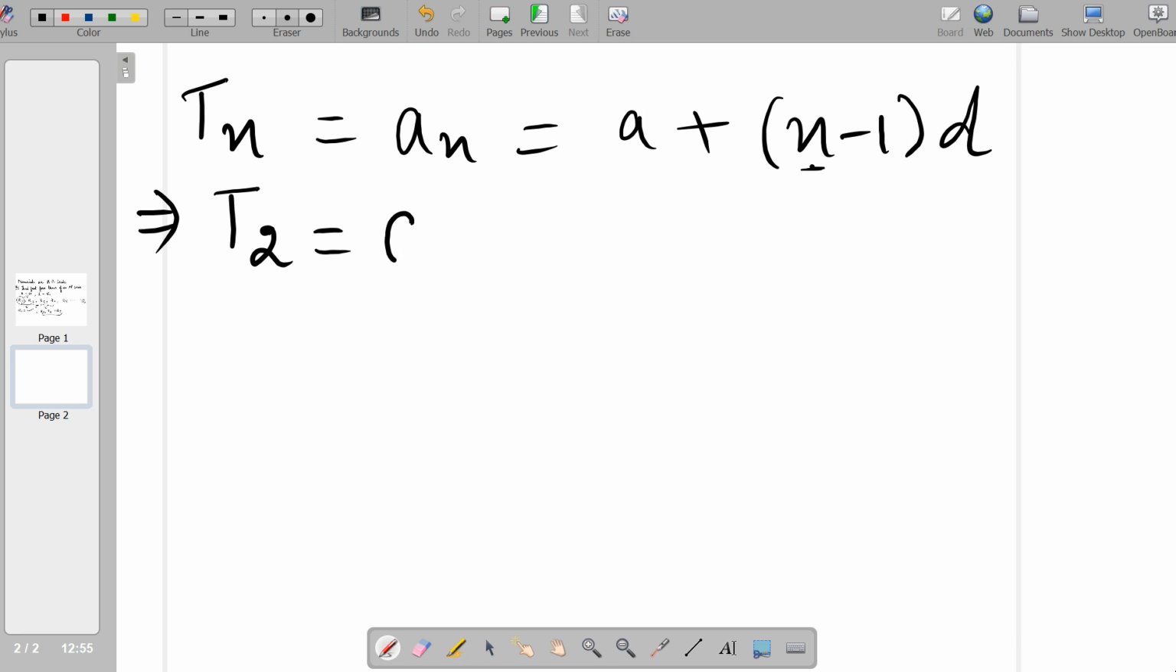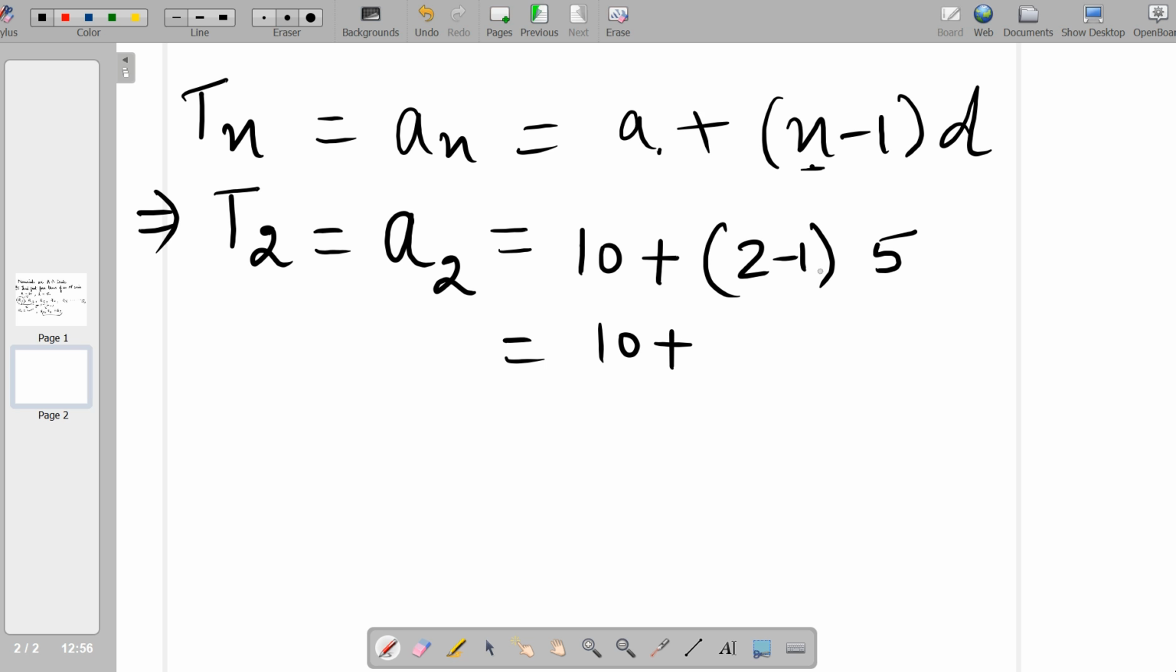So T2, or you can write it as A2, is equal to, what is a? a is the first element, A1. So the value they have given as 10, plus, now your n is how much? 2, because the second position element you want. So n is equal to 2, (2 minus 1), and d they have given as 5. So this is equal to 10 plus (2 minus 1) is 1, it will be 5 only. So this is equal to 15. This is your second element of that series.